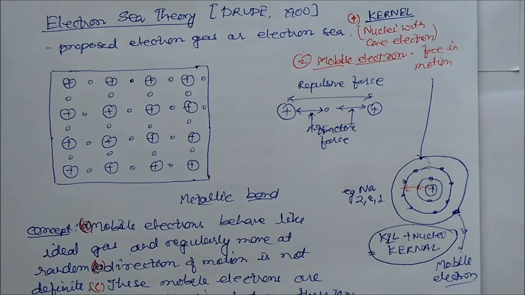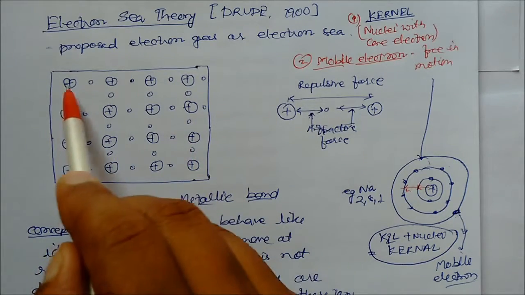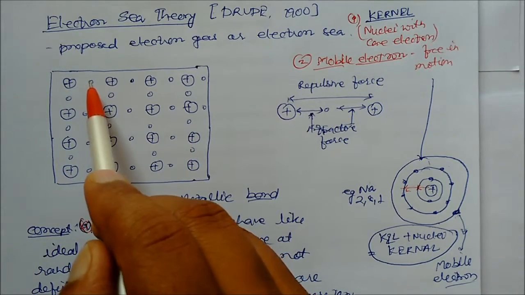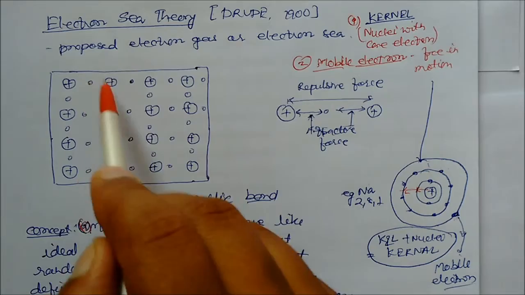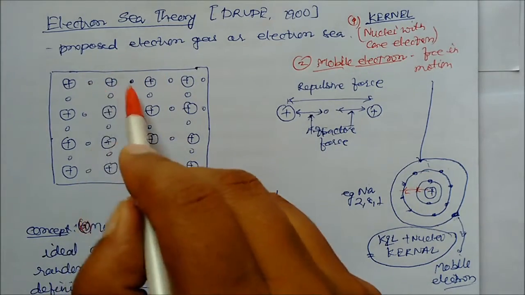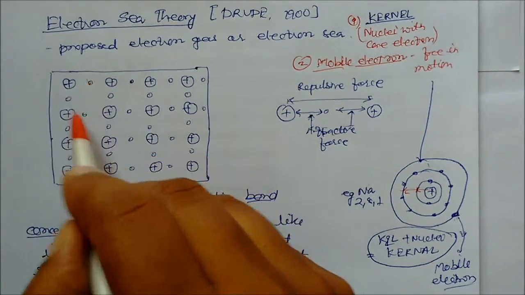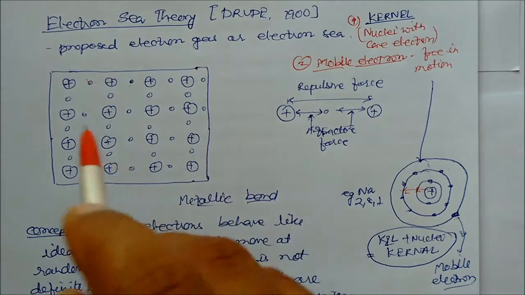Now a metal consists of so many atoms. These are the nuclei and these are the valence electrons, which can be freely delocalized. It can come this side, this side, this side, freely delocalized. Due to this, metals have so many properties.